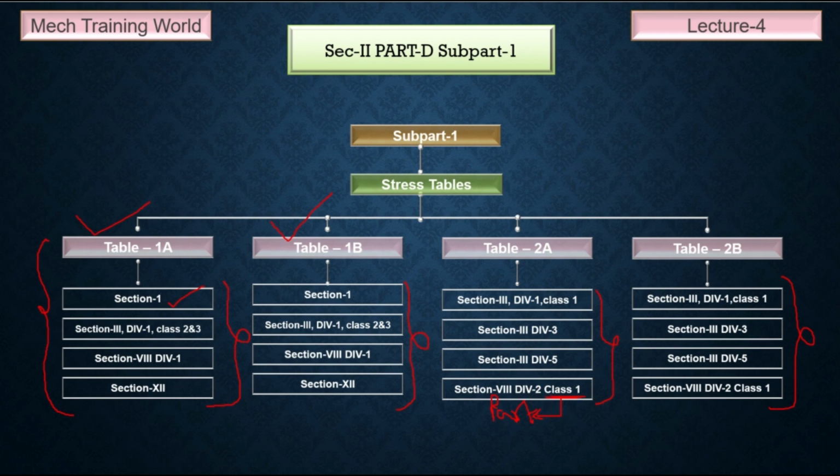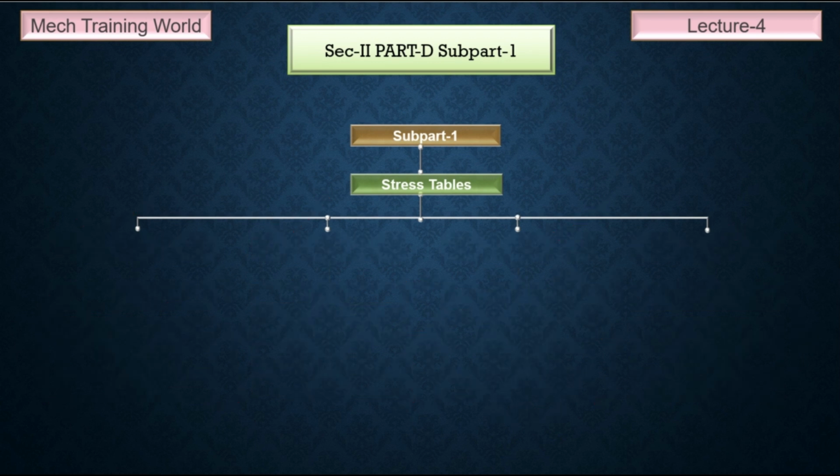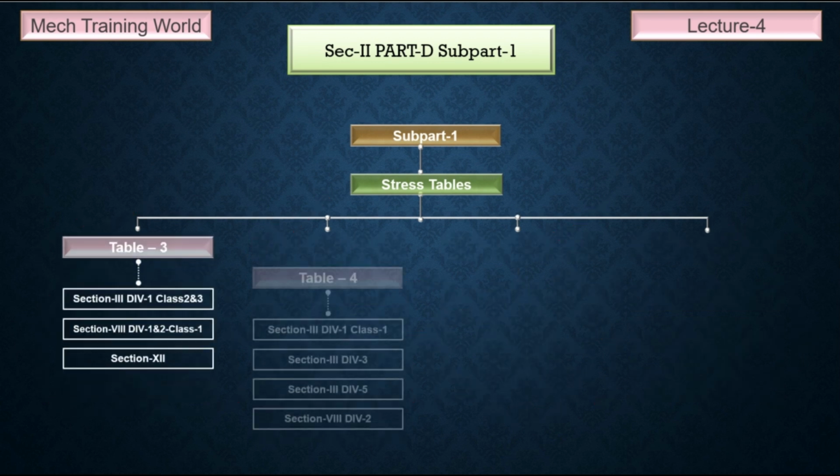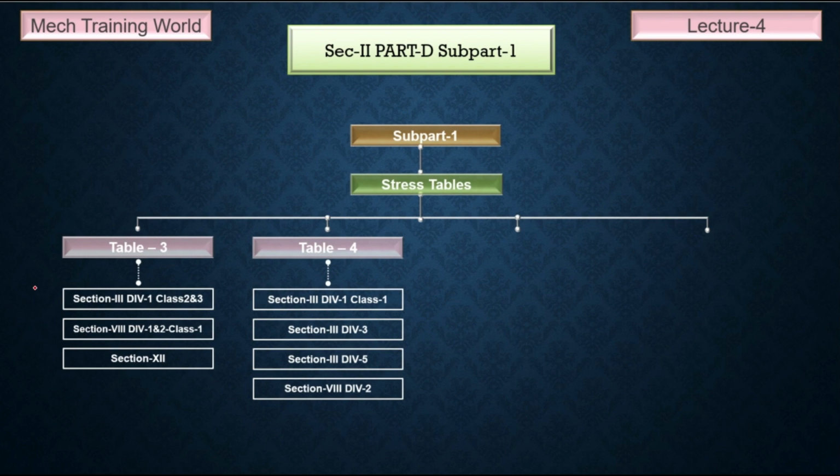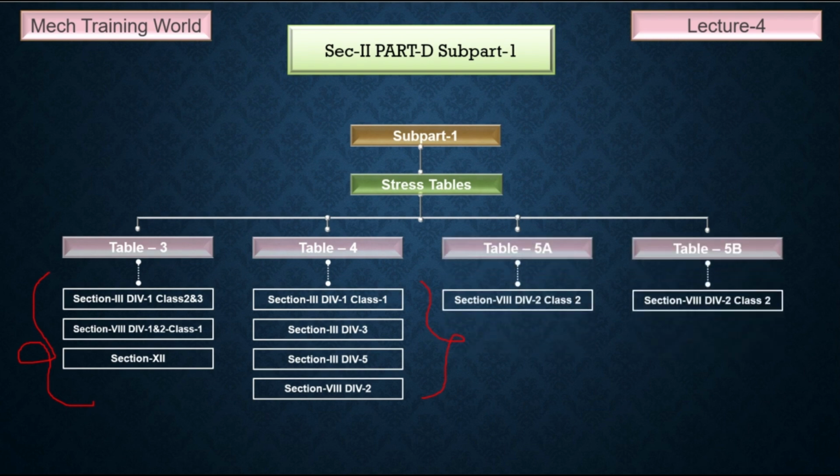So I hope you understand. And the next one is table 3 and table 4. Table 3 and 4 is for bolting materials and applicable for these sections. Okay. And we have table 5A and 5B. It is applicable for division 2, class 2.